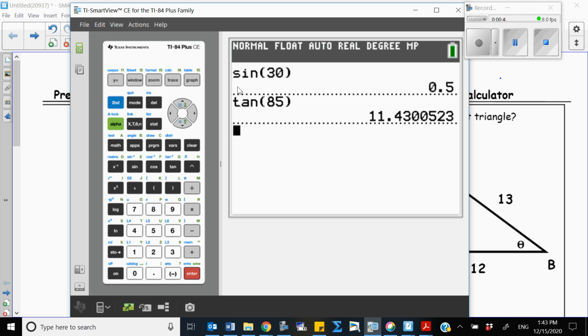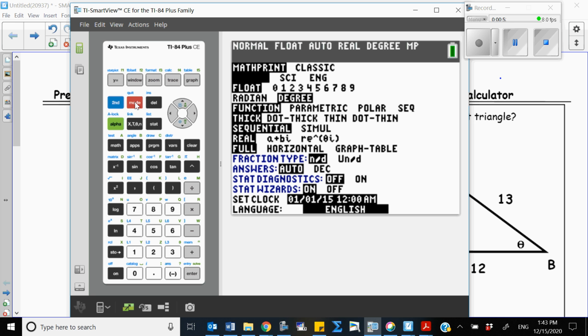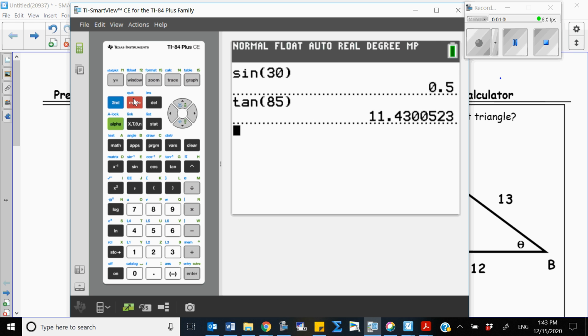Notice that here we are using degrees mode, so these angles are in degrees. If I go to mode, this third line over here can change from radian to degrees or the other way. At this time, we are just using degrees. We will learn about radians later and work with that. But now we're just working in degrees.